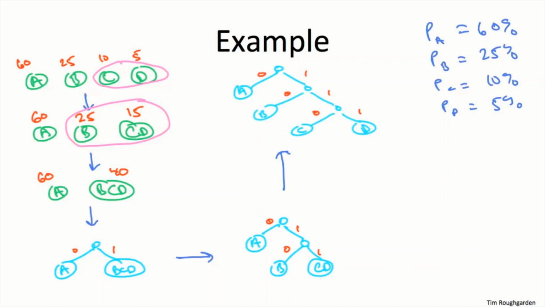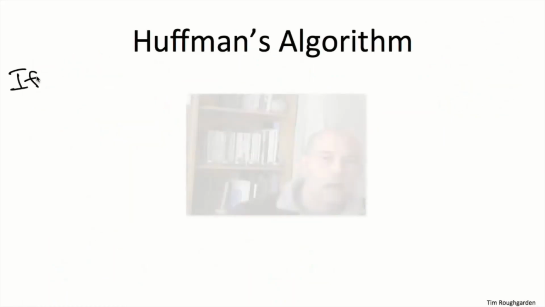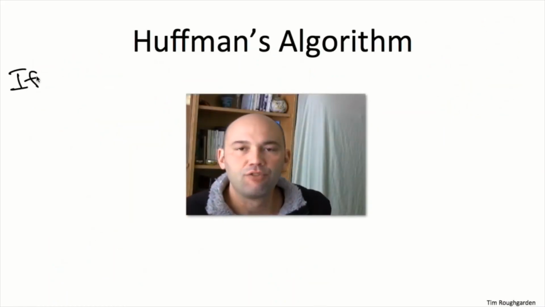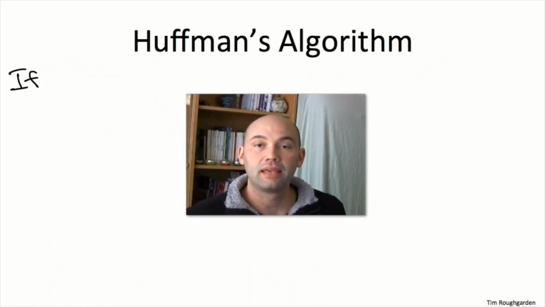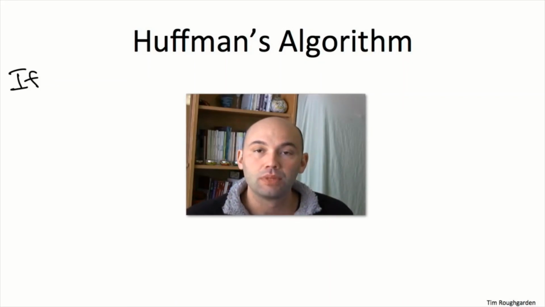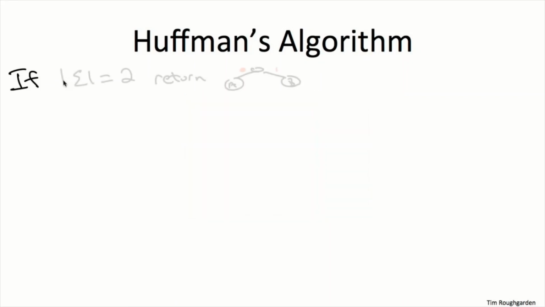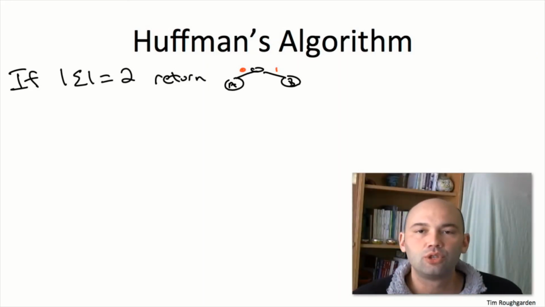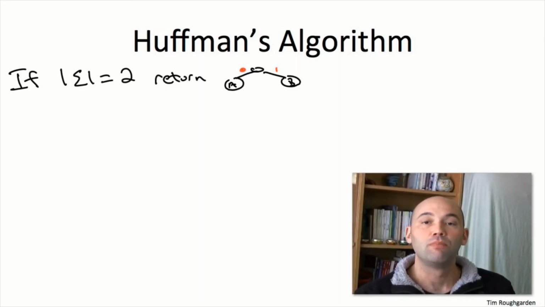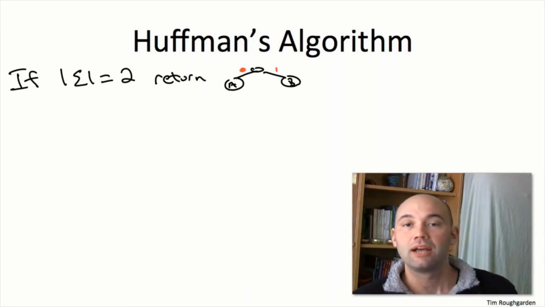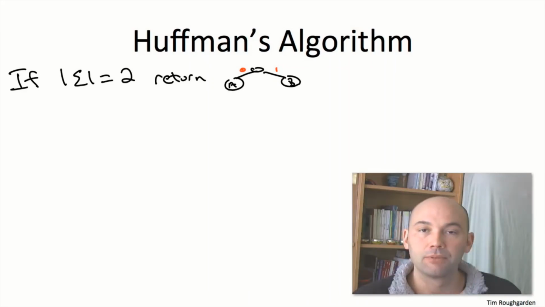So how does the algorithm work in general? Well, just as you'd expect given the discussion on this concrete example, I'm going to take as the base case when the alphabet has just 2 symbols. In that case, the only thing to do is encode one with a 0, the other with a 1. Otherwise, we take the 2 symbols of the alphabet that have the smallest frequencies. You can break ties arbitrarily. It's not going to matter. It's going to be optimal either way.